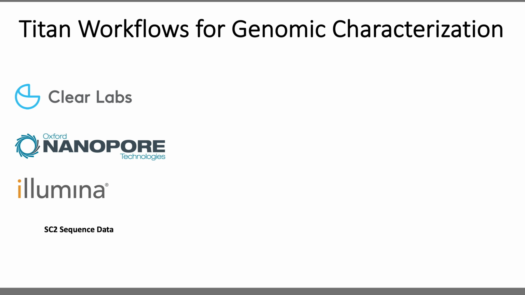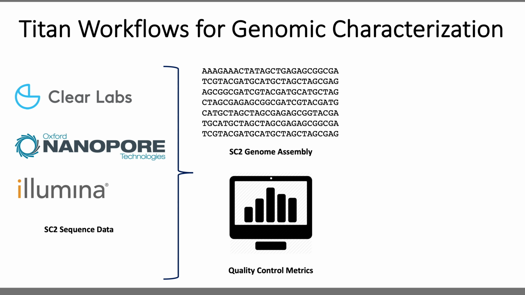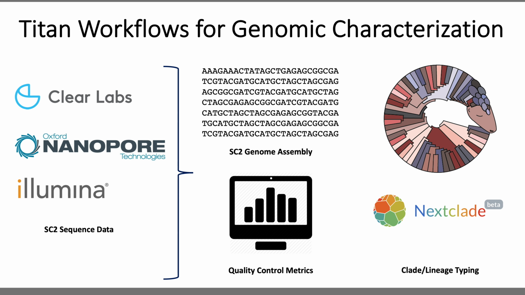Just as a refresher, the Titan workflows for genomic characterization include 4 separate workflows that take sequencing data from 4 different sequencing approaches: Clear Labs read data, ONT data, and both paired-end and single-end Illumina read data. With input reads from these platforms, these Titan workflows generate SARS-CoV-2 consensus assemblies, provide metrics to gauge the qualities of those assemblies, and provide some genomic characterization through pangolin and nextclade typing. The genome assembly is pretty self-explanatory. This is the consensus genome assembly in FASTA file format that is generated from these workflows.